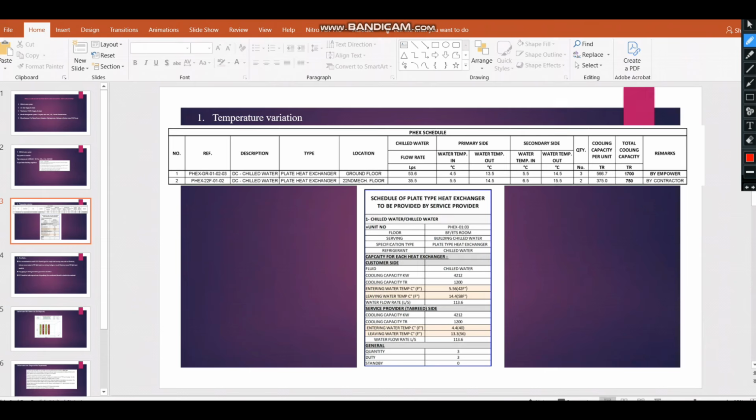What temperature can we expect from the central authority, I mean the district cooling service provider? For example, in this chart I have taken from Dubai Empower, you can see the primary incoming temperature is 4.5 and 13.5 degrees Celsius.